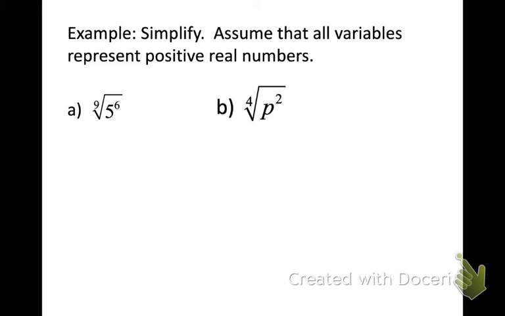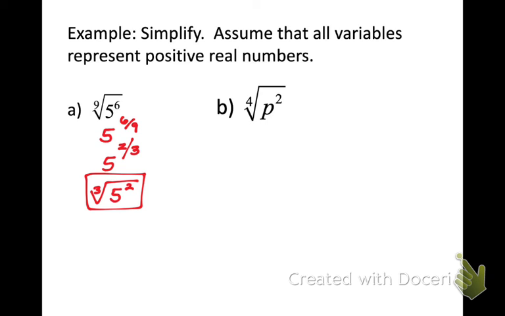Okay, next one we have the 9th root of 5 to the 6. Well, the 9th root of 5 to the 6, let's think about this. That's the same as 5 to the 6 over 9. Well, that 6 over 9 reduces to 2/3. So I can just rewrite this as the 3rd root, remember your denominator is your index, of 5 squared. So I can simplify it that way.